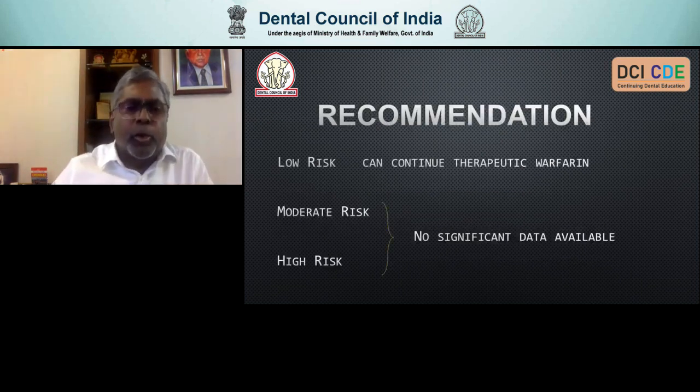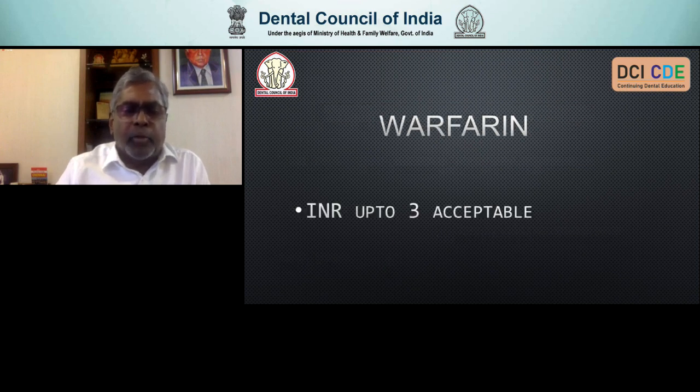And they said in low risk, you can continue therapeutic warfarin. If it's a moderate or high risk, we do not have any significant data to give recommendations. So what you can do is convert those patients into low risk. Basically, you do only 1 to 6 extractions, 1 to 6 implants, and you can continue the therapeutic warfarin. And INR up to 3 is acceptable for such patients.